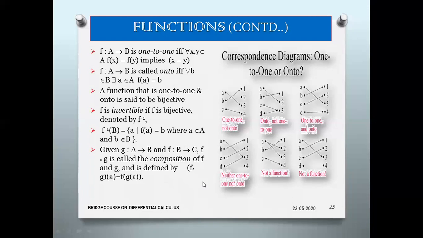It's clear, no? If the mangoes and persons are equal and each gets one, then that is a one-to-one function. One person without a mango, or one person getting two mangoes, will not be a function at all. And if one mango is left free, that is not an onto function. If both are equal, then we get a one-to-one and onto function. Is that clear? Okay.